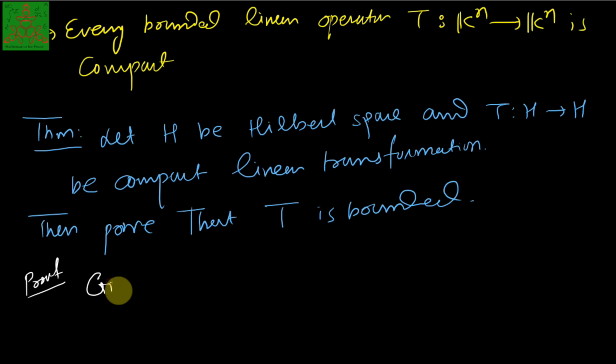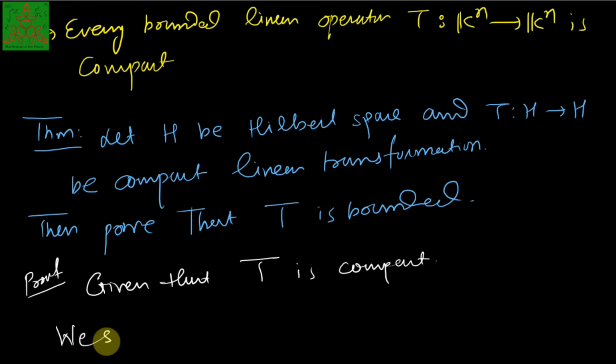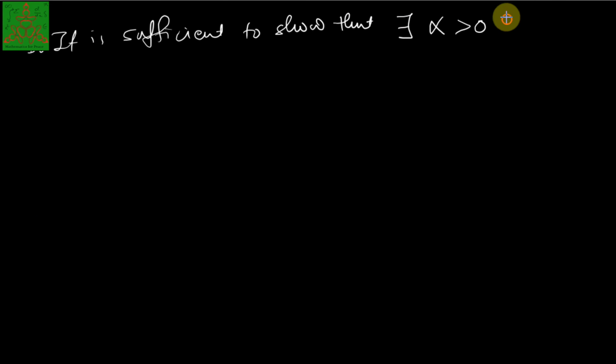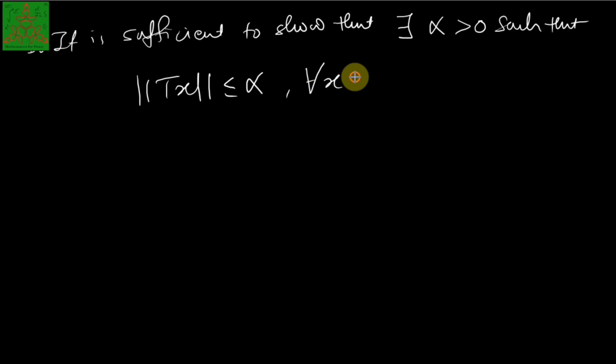Given that T is compact, we shall show that T is bounded. If I apply the definition of boundedness, then it is sufficient to show that there exists alpha greater than 0 such that norm of Tx is less than or equal to alpha for every x belonging to H with norm of x less than or equal to 1. This is our objective.